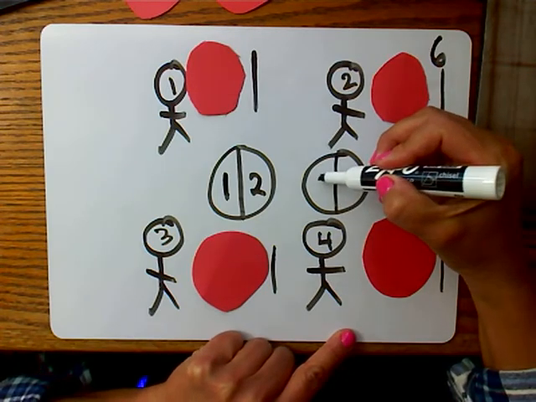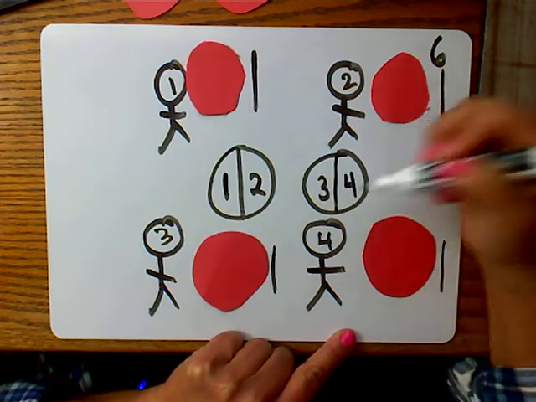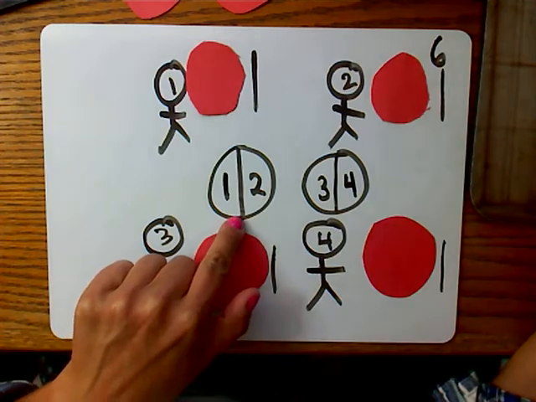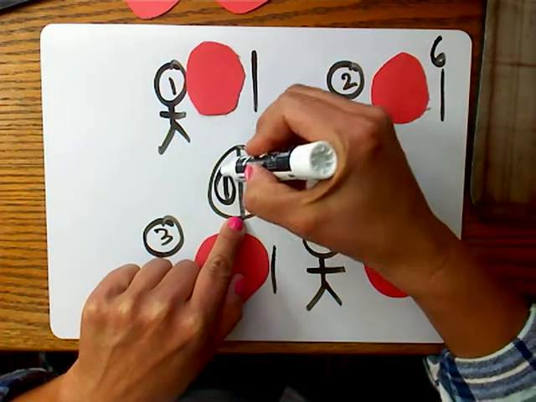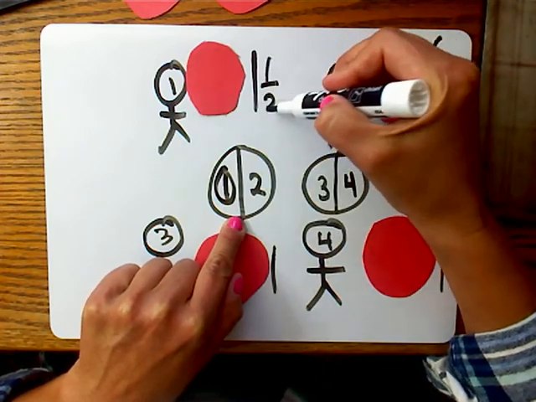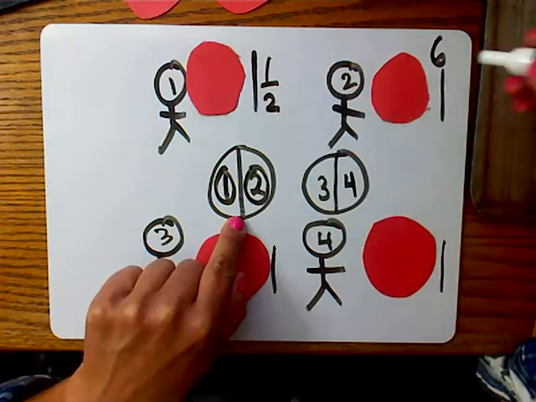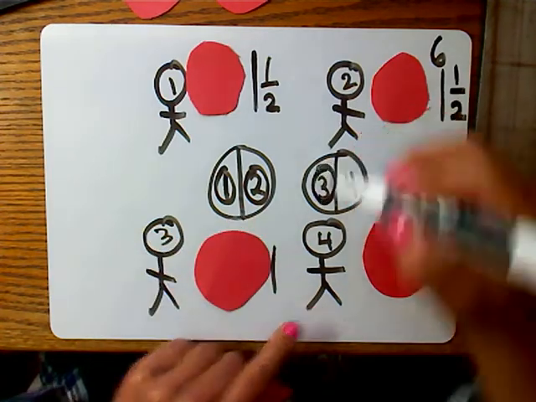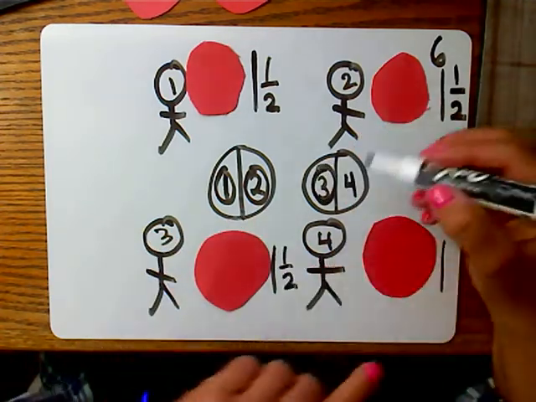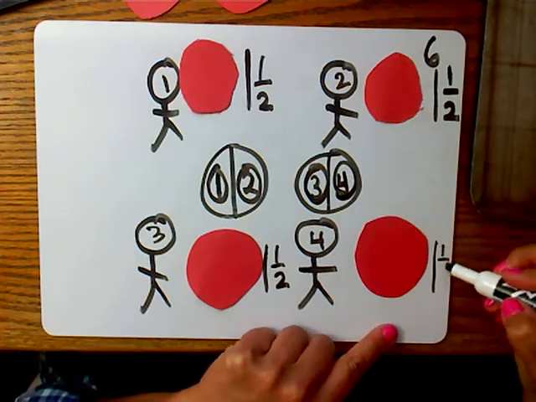And I can go 3 and 4. And how much of the cookie is person 1 going to get? Well, they're going to get 1 half. And my number 2 is also going to get 1 half. And my person number 3 is going to get 1 half. And person number 4 is going to get 1 half.